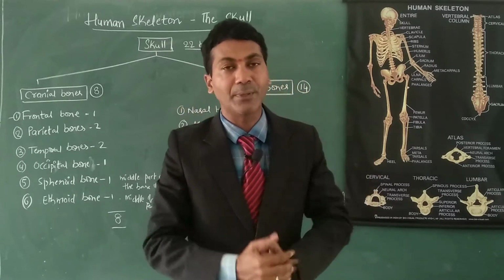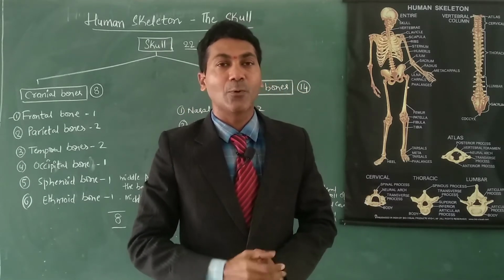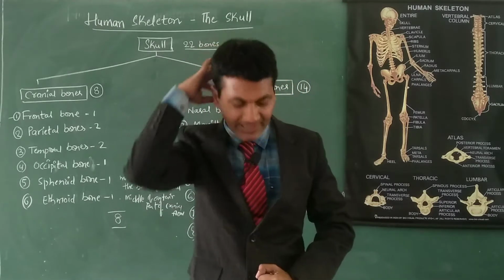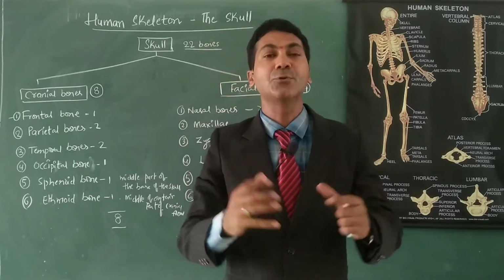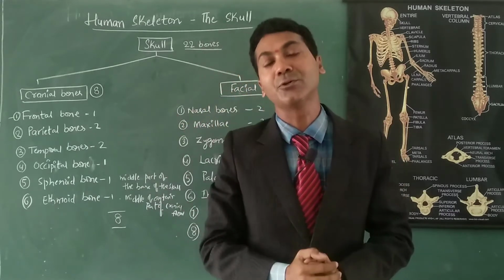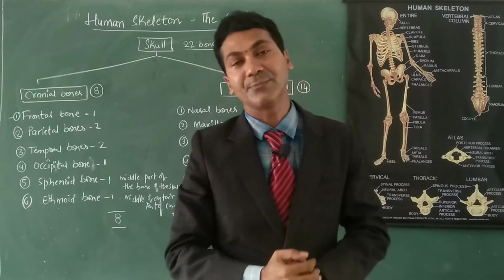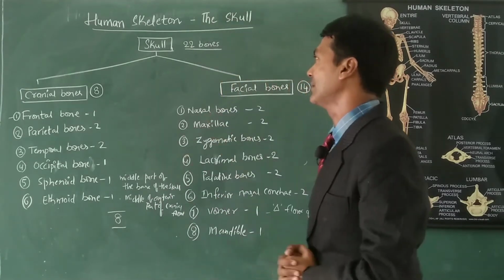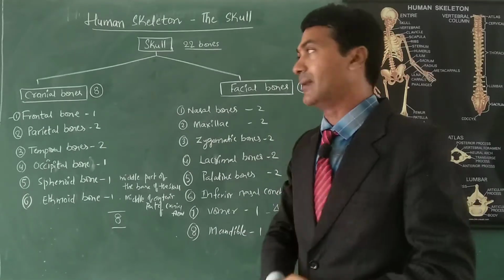Among all 206 bones, only the skull contains 22 bones. The skull region contains 22 bones. Today I am going to explain what are the total 22 bones by which a skull is made up of. So let us start with the lesson, the human skeleton, the skull.